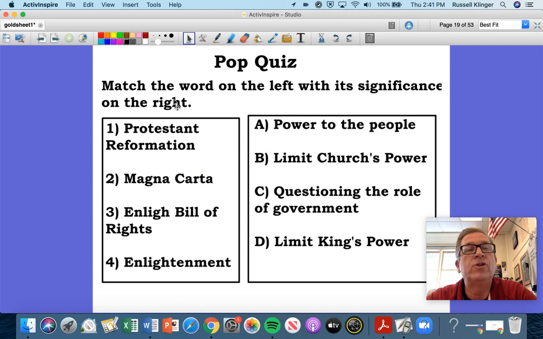All right. So what are some phrases that pay for these other things? Match the word on the left with the significance on the right. We would say the Protestant Reformation would probably be limit church's power. Magna Carta, you're probably thinking, I hope, limits king's power. If you're thinking about English Bill of Rights, that's power to the people. And if you're thinking alignment, you should be thinking C, questions the role of government. What is the role of government in society? That's the big piece there.